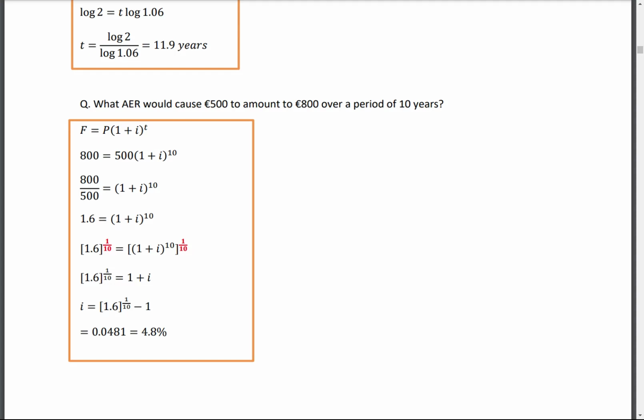And it's the same thing here. So the 10 in the bracket, the power of 10, and outside the bracket is 1/10. So you multiply those powers. So 10 by 1/10 cancels, and you're just left with 1 plus I. And the 1/10 is still over here, of course. And now to get I on its own, you just take the 1 across as a minus and you have your answer. So I is equal to 1.6 to the power of 1/10 minus 1. And that gives you 0.0481 on the calculator, or we'll say roughly 4.8%. And that's the last example, and that's the end of the introduction to financial maths.